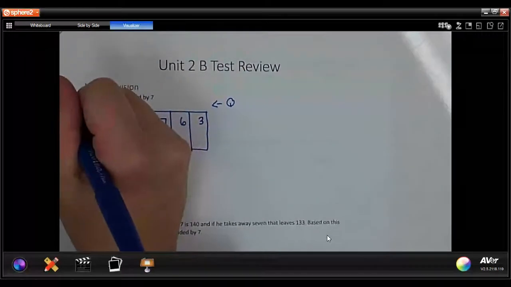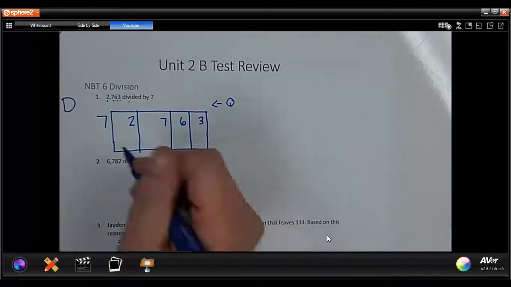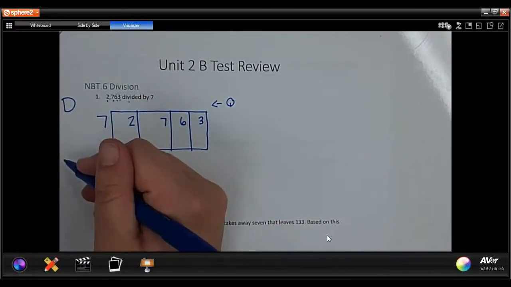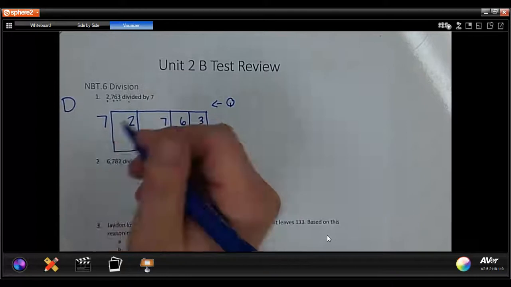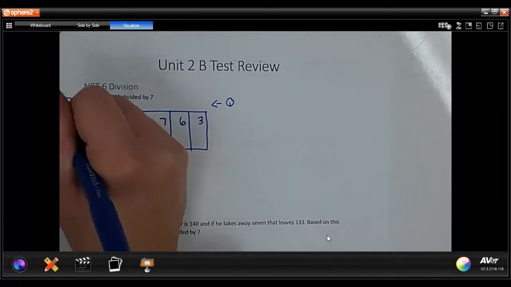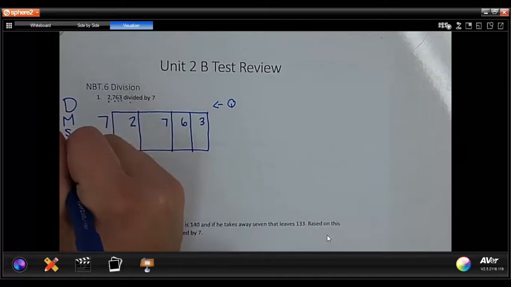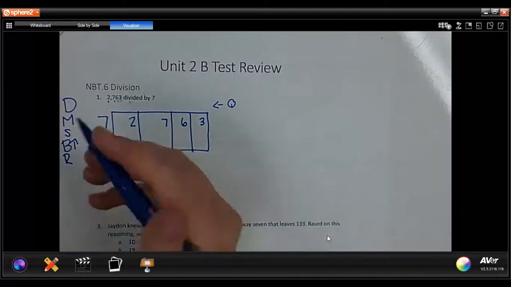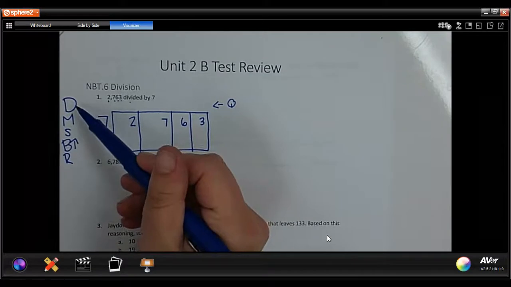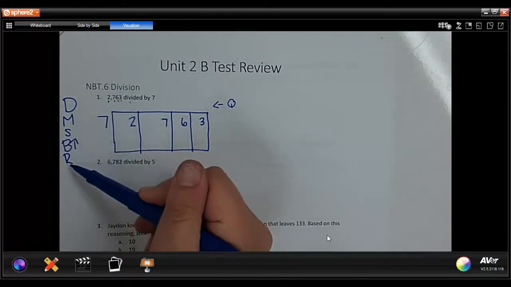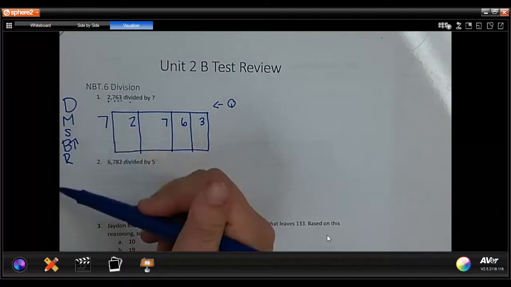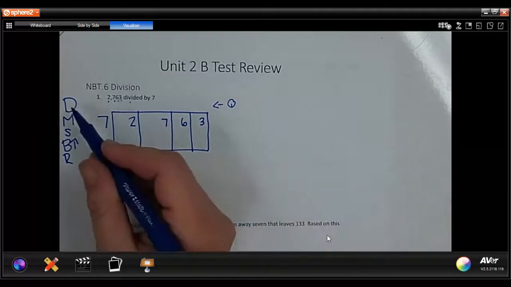Sorry, I forgot. I'm also going to write my steps over here to the side in order to help me stay organized and continue to go through the steps as I work through my problem. So my steps are divide, multiply, subtract, bring up, and repeat or remainder. To help you remember that, you can remember dad, mom, sister, brother, rover, and then you just have to know what those mean in order to figure out the problem. So I'm first starting by dividing.